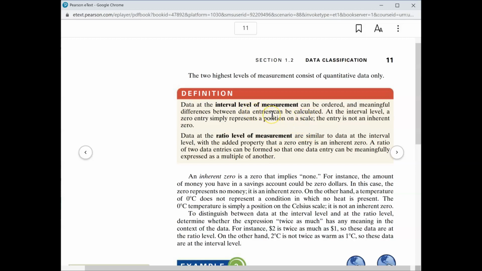So the interval level, an example would be the Fahrenheit or Celsius scale of temperature. 0 degrees Fahrenheit or even 0 degrees Celsius does not mean there is zero heat. It's just a number on a scale, but it doesn't mean that there is none of whatever it's measuring. Whereas in the Kelvin scale, the zero truly means absolute zero. That's why it's called absolute zero, because it means zero heat present.